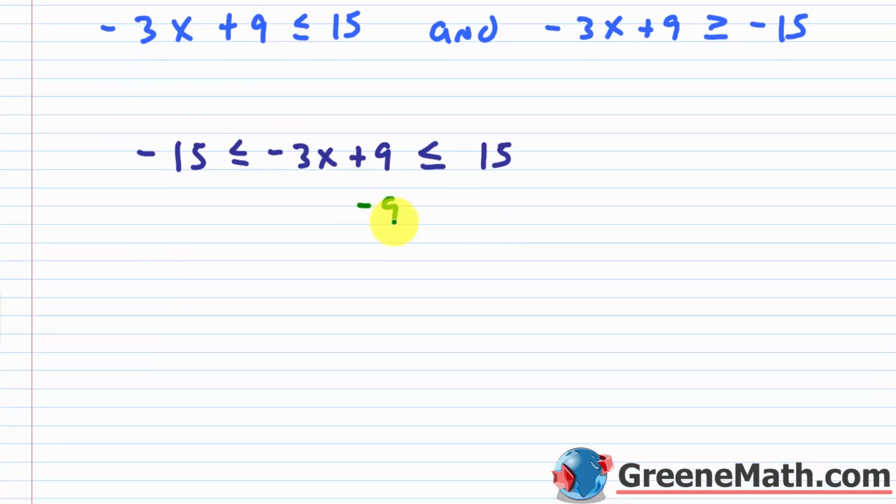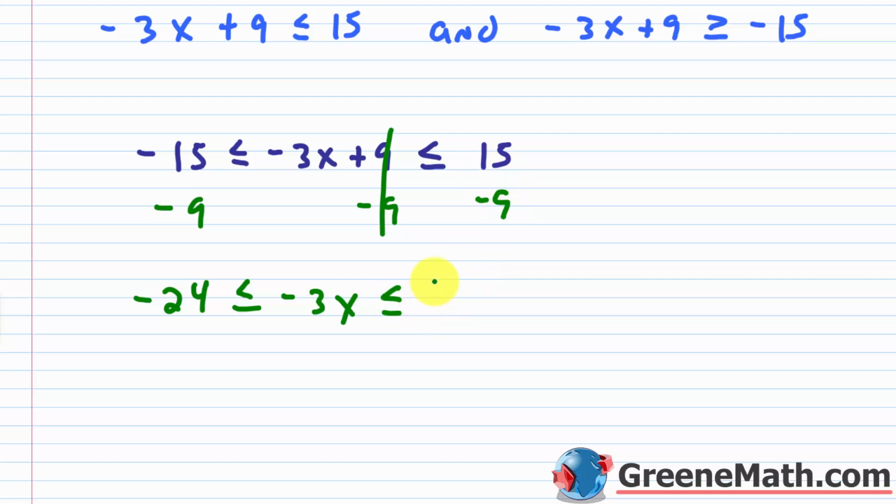So we're going to subtract 9 away from each part here. Negative 15 minus 9 is going to be negative 24. This is less than or equal to. You've got your negative 3x here, and this cancels. And this is less than or equal to 15 minus 9 is 6.